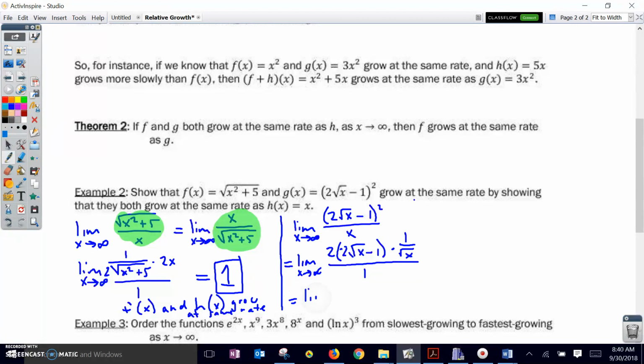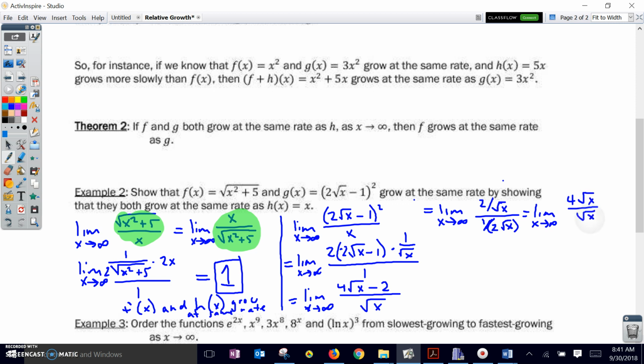And so this becomes the limit as x goes to infinity of 4 root x minus 2 all over the square root of x. And so we've still got infinity over infinity. We apply L'Hopital's rule again. The derivative of the numerator becomes 2 over the square root of x, and the derivative of the denominator becomes 1 over 2 square root of x. And so, simplifying this a little bit, this becomes the limit as x goes to infinity of 4 root x over root x. These cancel, and so that limit becomes 4.